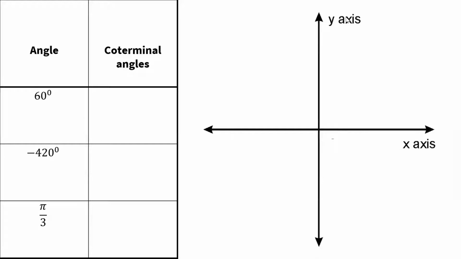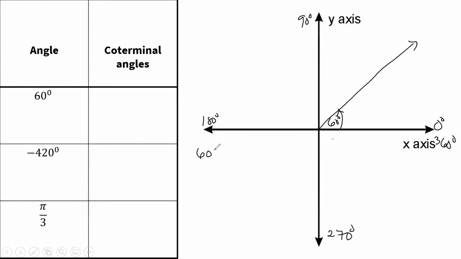So let's start with 60 degrees. Where is 60 degrees? 60 degrees is between 0 degrees and 90 degrees. This is 180 and this is 270 degrees, and one complete revolution is 360 degrees. So suppose this is the 60 degrees.